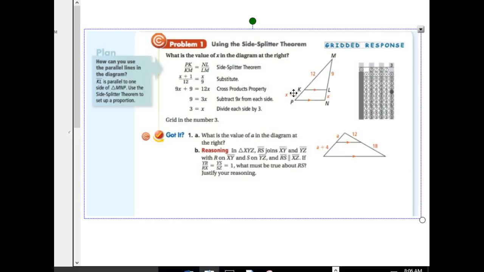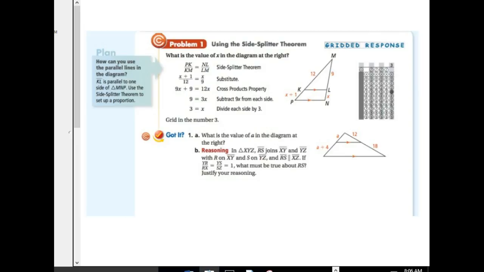What is the value of a in the diagram at the right? And again, the key here is, notice that these two are parallel to each other. So I can set this up by saying a is to a plus 4 in the same way that 12 is to 18, because I'm comparing the short side to the longer side. And that only works because those two lines are parallel. If I cross multiply here, I'm going to get 18a for one side, and the other side I'm going to get 12a plus 48.